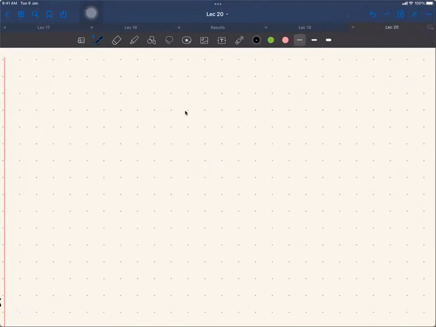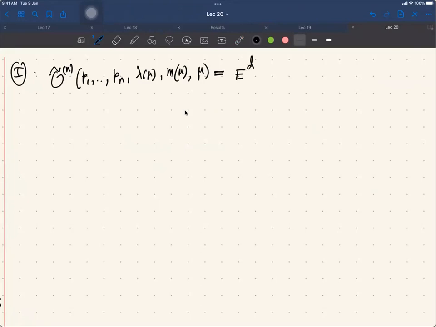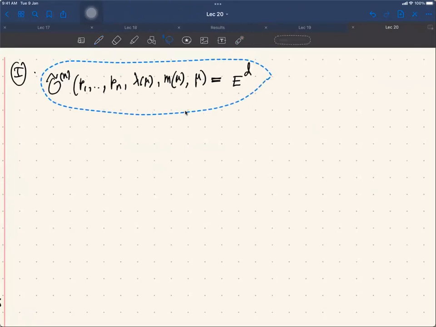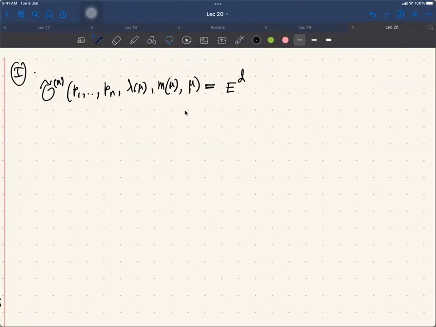So how do we identify mu as an overall scale? Take an endpoint observable, a renormalized endpoint observable, which depends on the external momenta, and lambda mu, m mu, and mu. It can be written as E to the power D times O tilde.